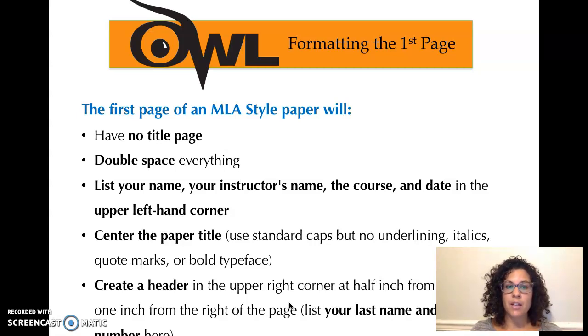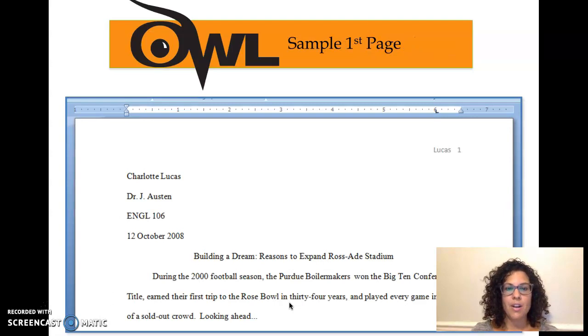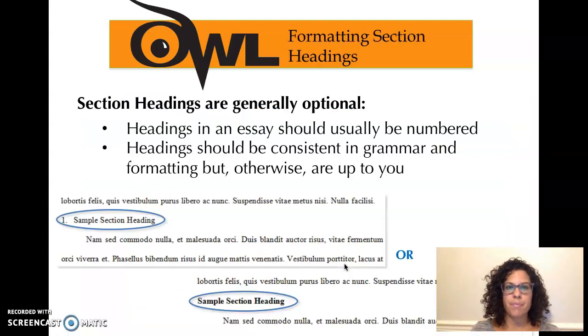Center your paper title and then create a header in your upper right corner that has your last name and page number. Here is a great example for you. You can see the name and the professor's name, the class. Notice the date is in MLA style, which means the day, the month, and then the year, and then last name and the page number. Notice the title is not italicized, but it is centered. Notice that the first letter of each word is capitalized, just as a title would be, excluding the prepositions.